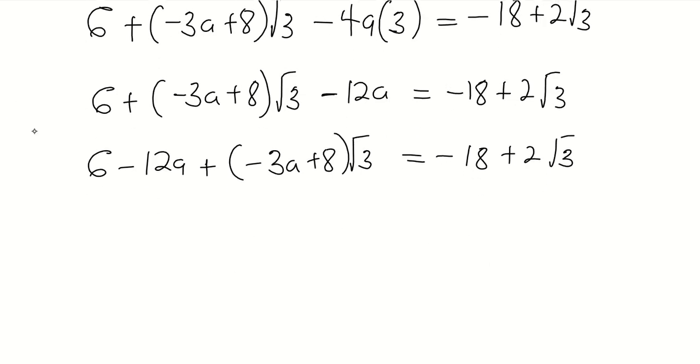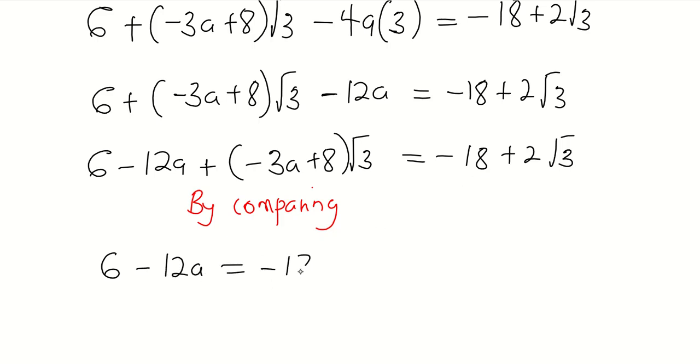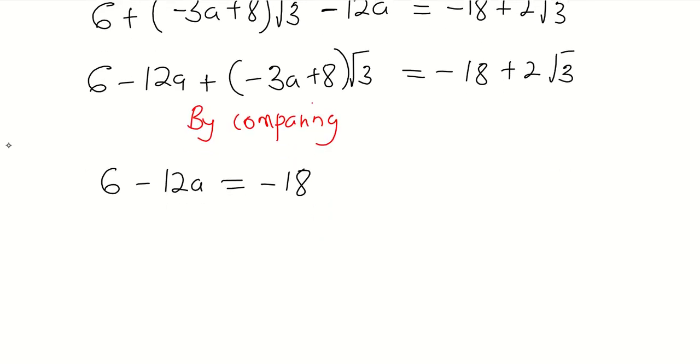Now we can compare and find the value of a. So we can see that by comparing, then we can see that 6 minus 12a is equal to minus 18. And in finding the value of a, we make a the subject. So that is minus 12a is equal to minus 18, and then we have minus 6 here, which means we're going to have minus 12a to be equal to minus 24.